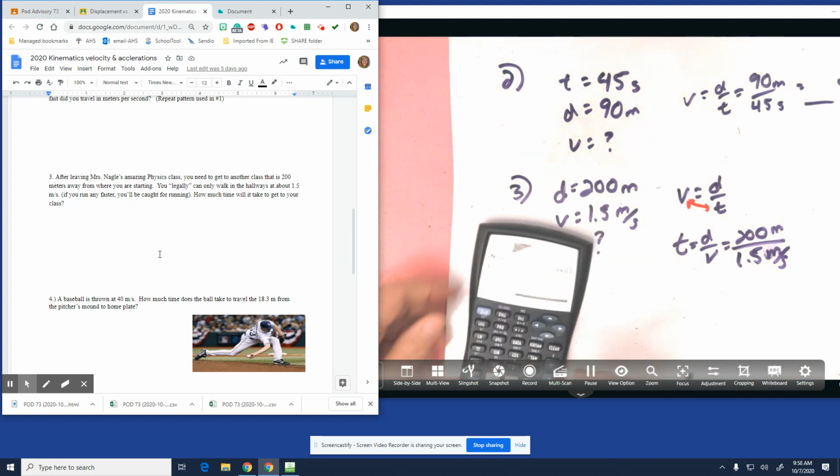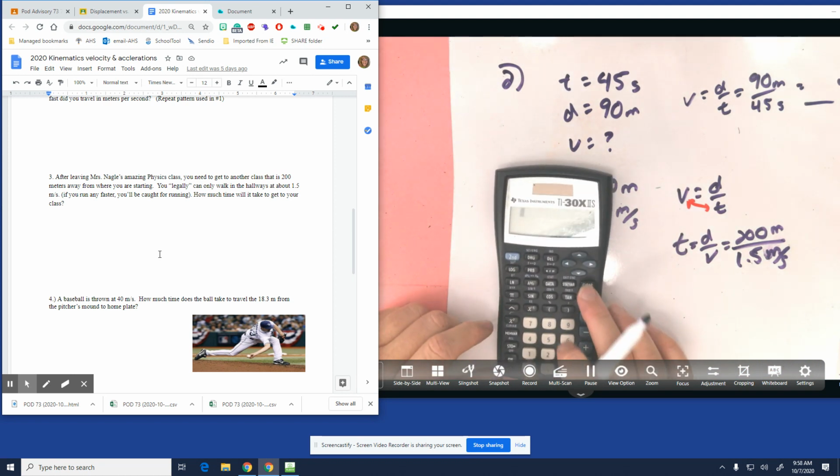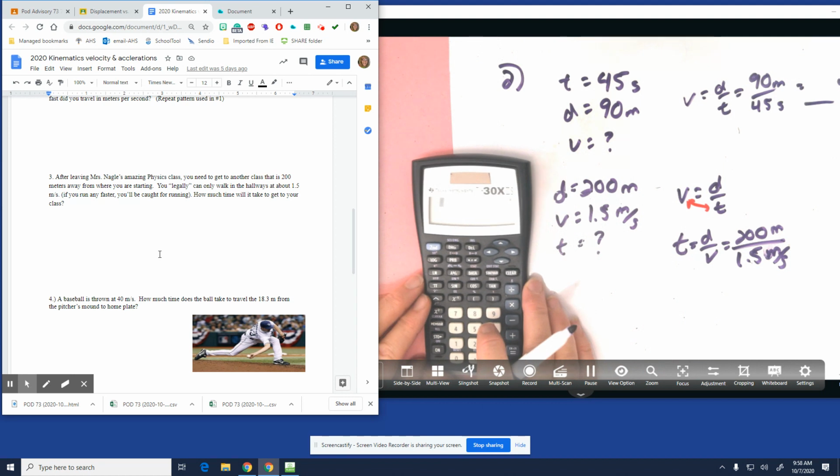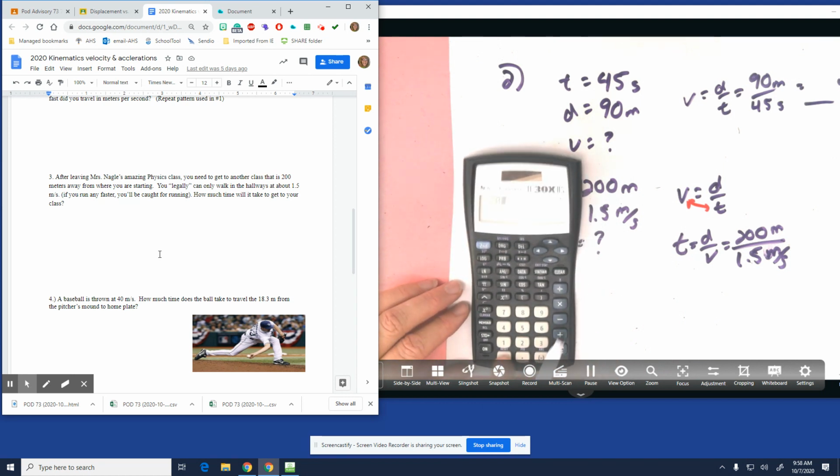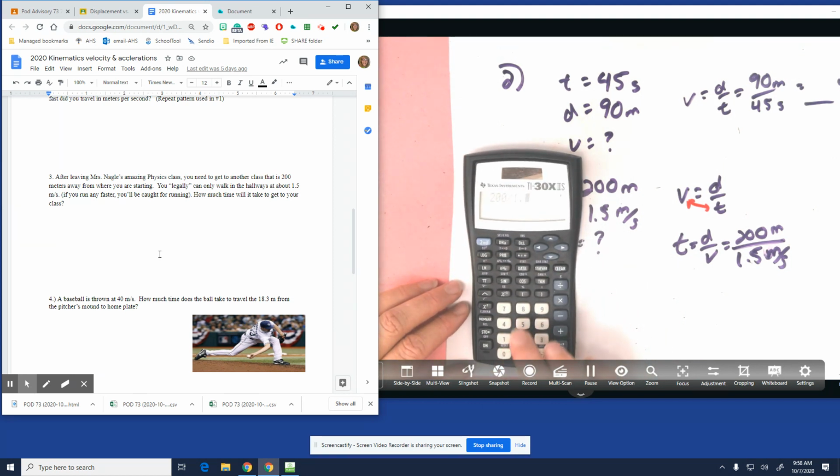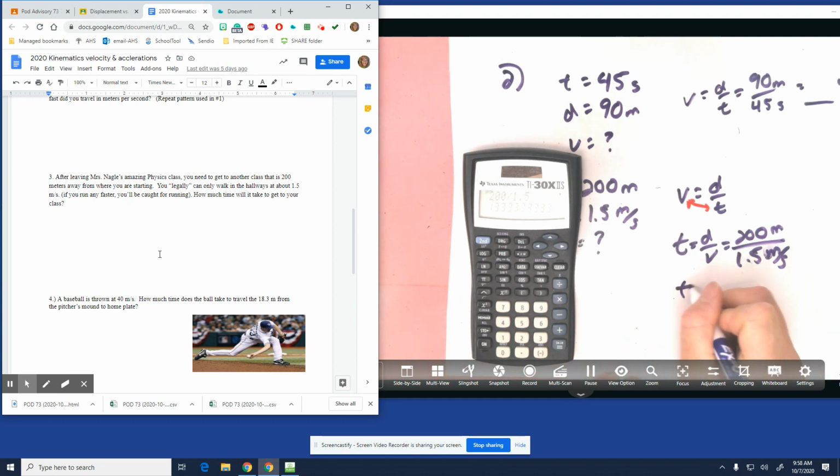If you put this in your calculator, hopefully you can see it without the glare. 200 divided by 1.5. The time is 133.3, it keeps repeating, seconds.